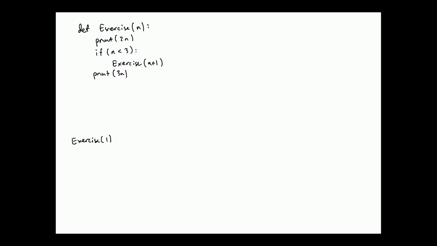And what does exercise of 1 say to do? The first thing it would do is print 2n, and what's n right now? 1. So I'm going to print 2, and then ask, is 1 less than 3? Yes. So I'm going to compute exercise of 2. When that is complete, what am I going to do? Print 3. I'm going to print 3, because right now, n is equal to 1. Okay, does that make sense?